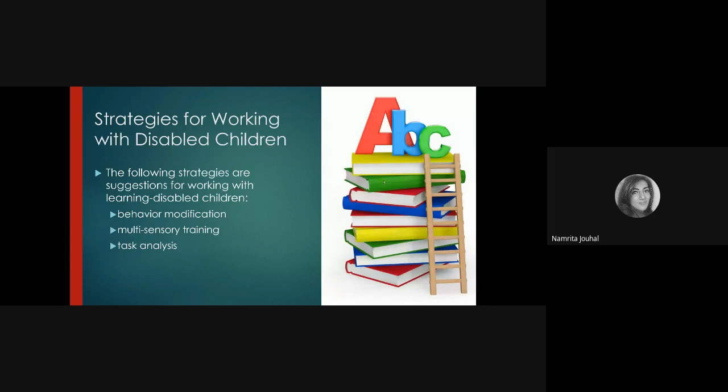So what would be the strategies as per the school? You need to understand how you need to develop those behavior modifications. Multi-sensory training should be given to the students, but for that, the teachers should be well trained. You should ensure that every task they do is analyzed properly, and certain reports or evidence analysis is done.